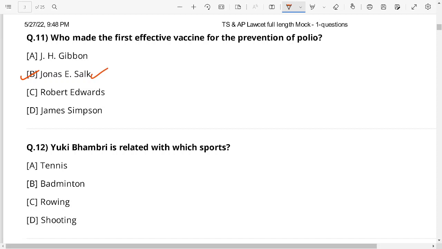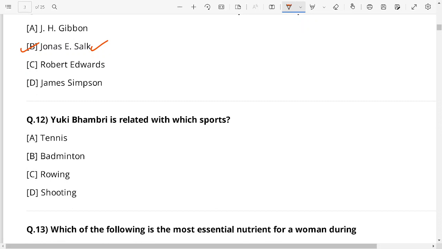Next question. Yuki Bhambri is related to which sport? The right answer will be tennis, that is option A. Yuki Bhambri is a professional tennis star of India. He's the first Indian to win the Junior Australian Open title and the fourth Indian in history to capture a junior singles title at the Grand Slam. So he's related to the sport called tennis.